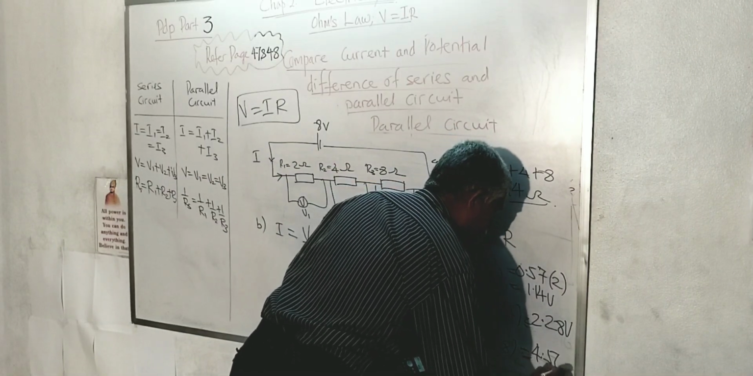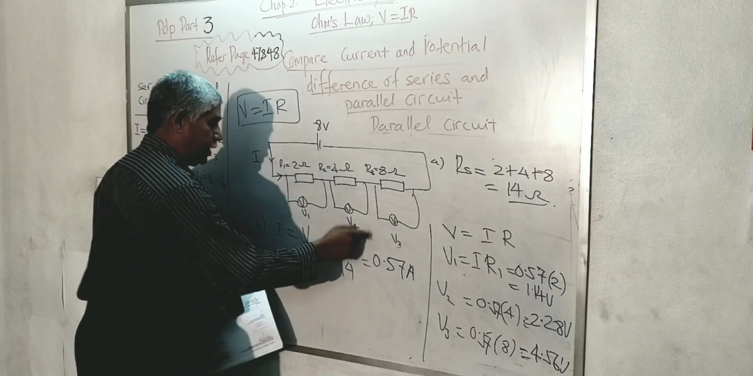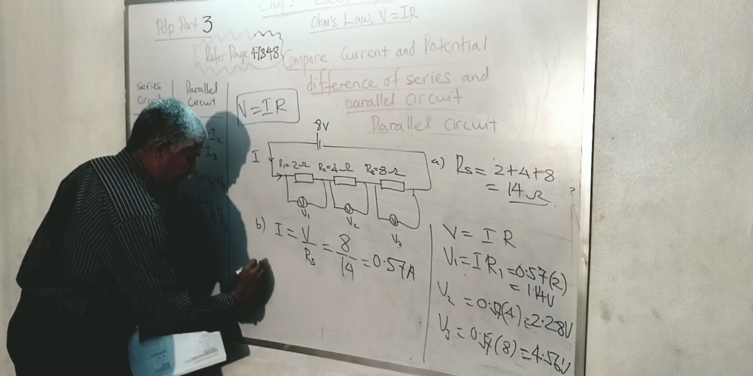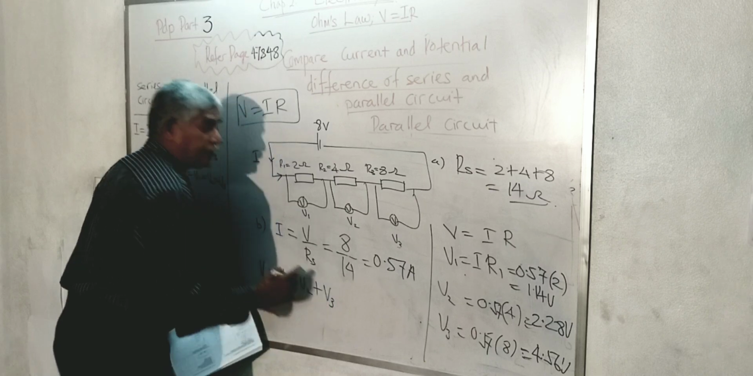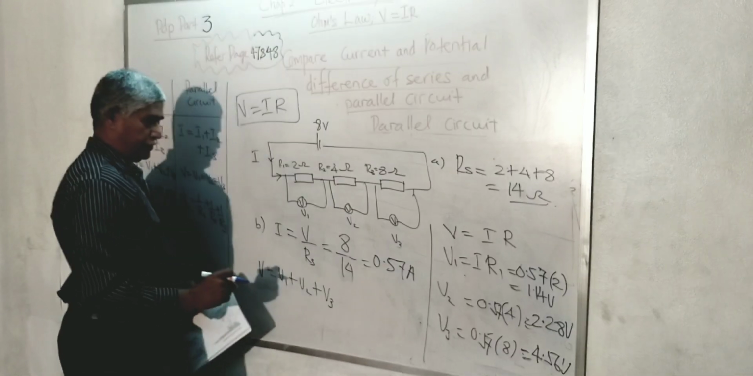So if you add up all these 3 voltages across here, you must be getting 8. Of course, let us add and see. V equal to V1 plus V2 plus V3. This is just to check whether our calculation is right or not.